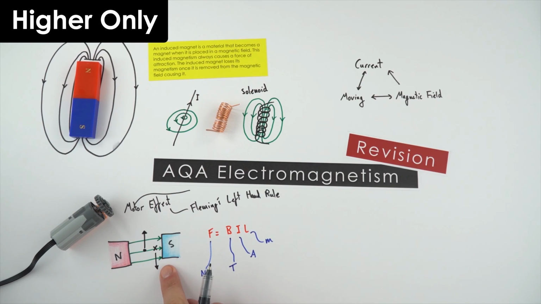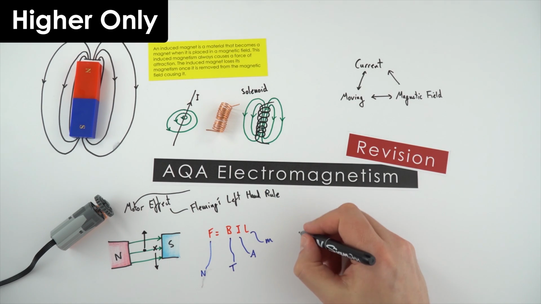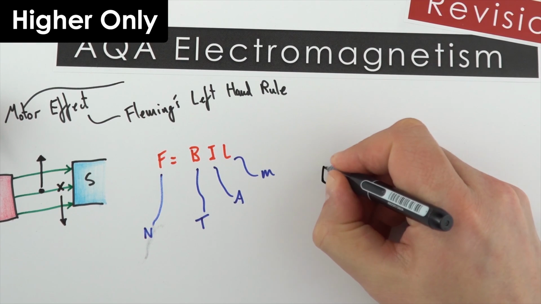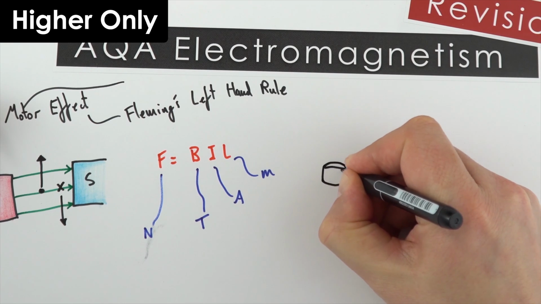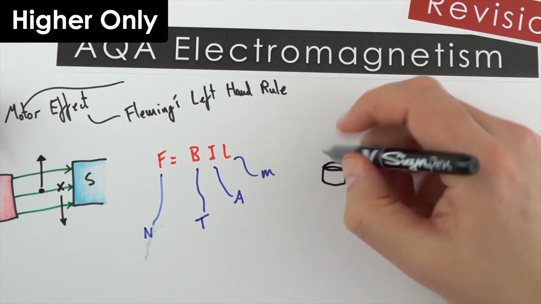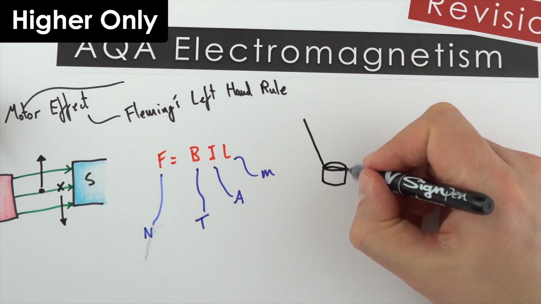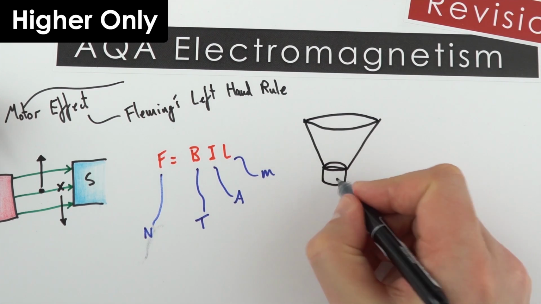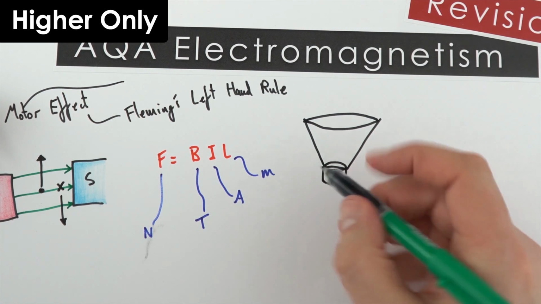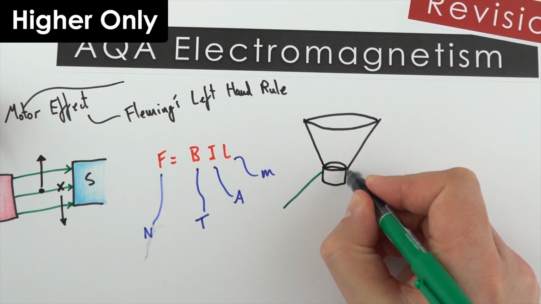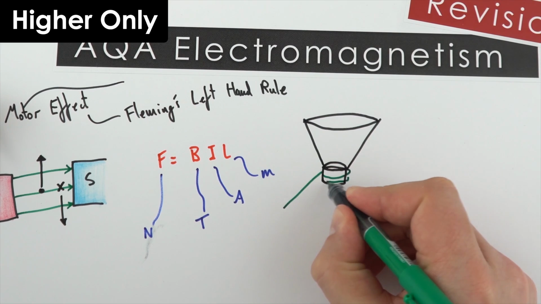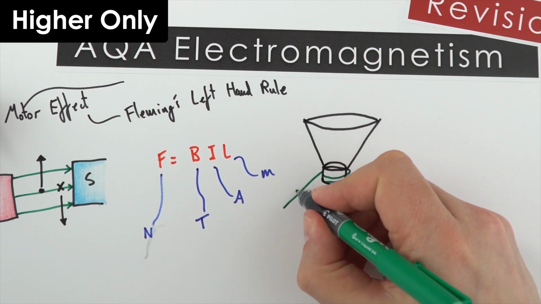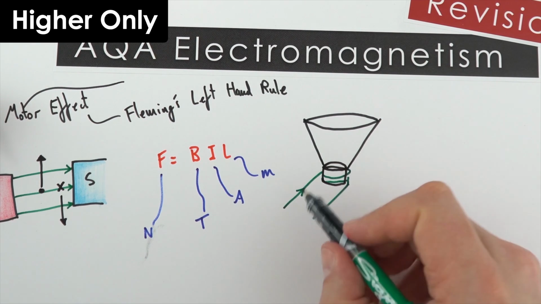Now it's not just motors that use the motor effect, we can also use it in loudspeakers. Now in a loudspeaker you might have a very small circular magnet like this, and this is connected to maybe a large paper or cardboard cone. So you've got your magnet at the bottom. What you then do is you have a coil of wire that comes in and goes around this several times.